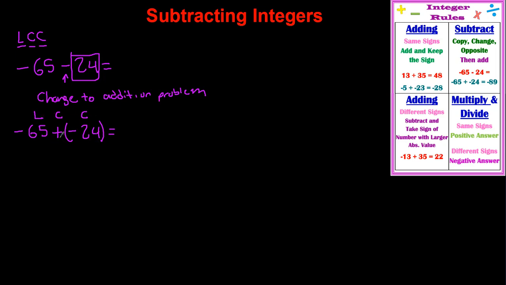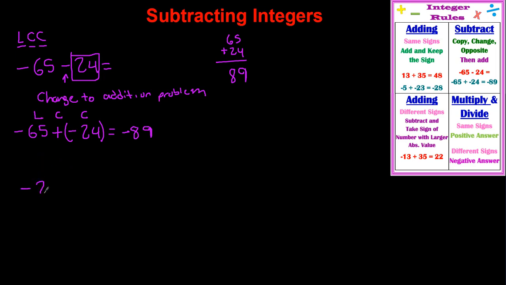So we have an addition problem now. This is exactly what we want. Now signs are the same, so let's just add and keep the same signs. So 65 plus 24. I know my answer is going to be negative because negative plus negative is a negative. So 5 plus 4 is 9, 6 plus 2 is 8. So my answer is negative 89. Once again, we want to change this to an addition problem. Okay, so let's try another one.